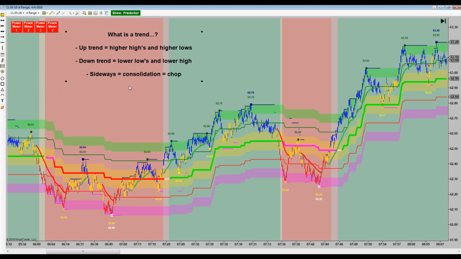Now, when you have changes, you have several options. You can go from up to sideways. You can go from down to sideways. You can go from up to down and down to up. So those are the options of changes. But in terms of trends, sideways is the absence of a trend, just to be clear. So it is not a trend. Sideways is not a trend.